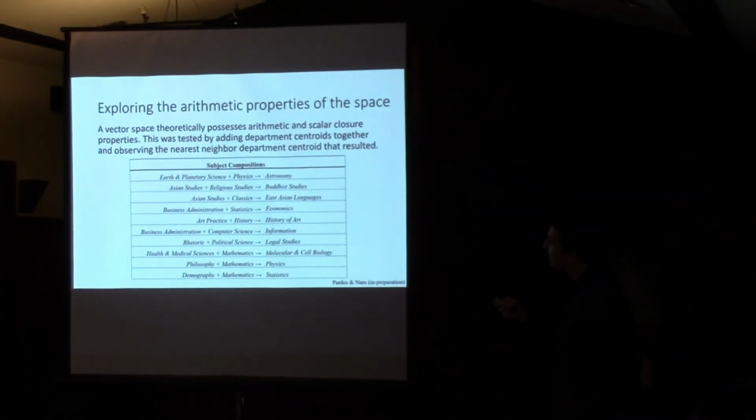And we said, for example, Asian studies plus classics equals what? What department is closest to the addition of those two things? And it says East Asian languages, Asian studies plus religious studies, Buddhist studies. If you're wondering what the School of Information is all about, the model says business administration plus computer science. It's not bad. My favorites are legal studies as rhetoric plus political science. And statistics is demography plus mathematics, which is certainly true in schools that study the census or that started that, which is not Berkeley.